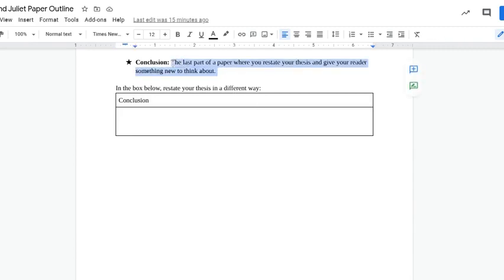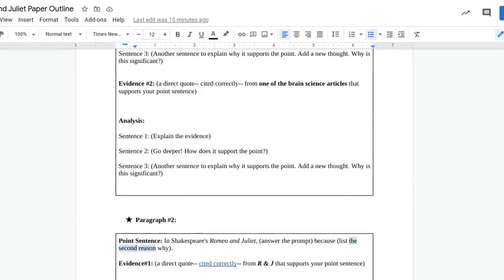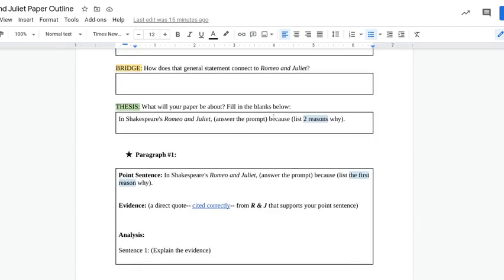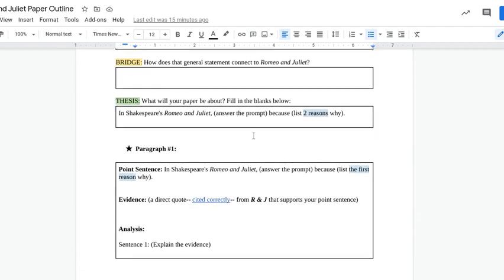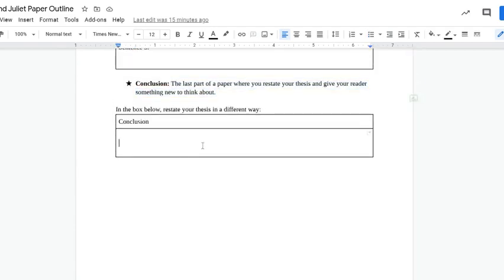So the last part of your paper is going to be you restating your thesis and giving your reader something new to think about. So you're going to come all the way back up to your thesis and you're going to say, my thesis is about this. So if I get the general idea of that thesis and I restate it down here in my conclusion while also leaving something to make my reader either feel good, feel sad, feel guilty, feel like you've actually given them some form of closure, that's a great conclusion.